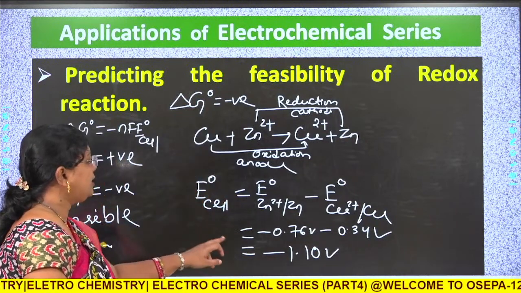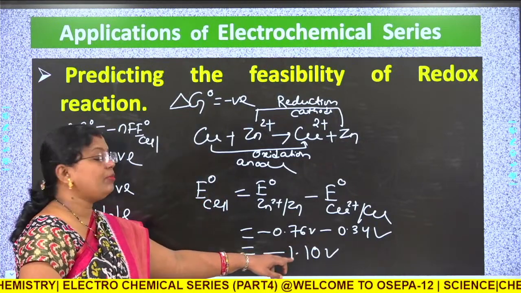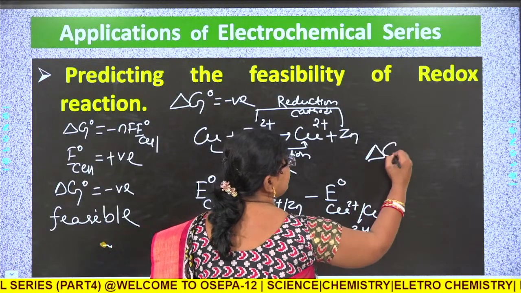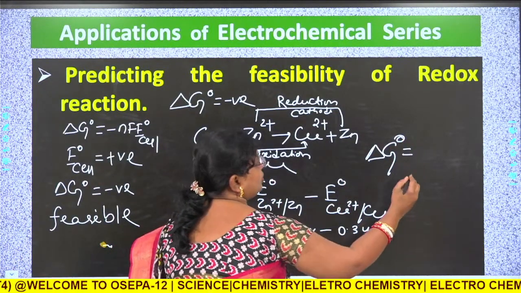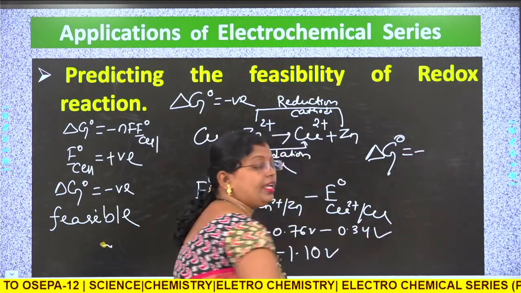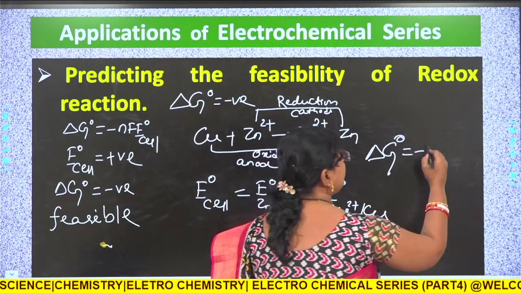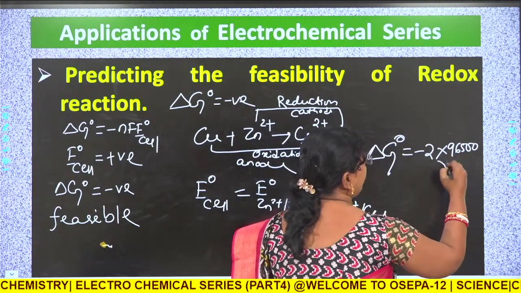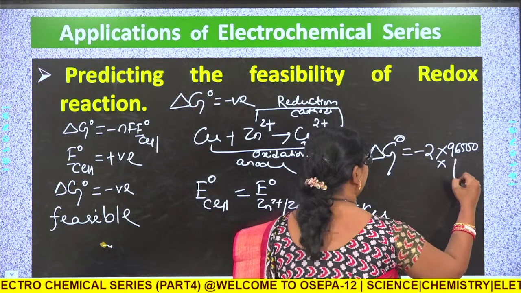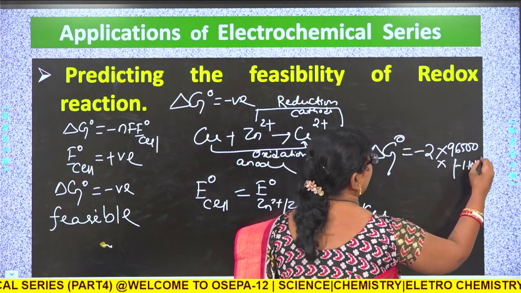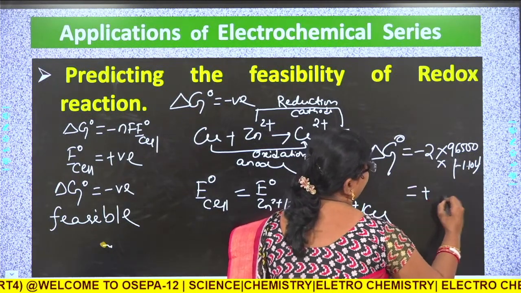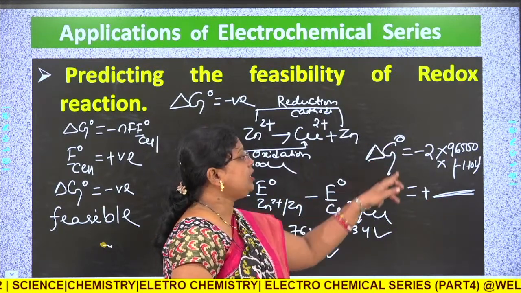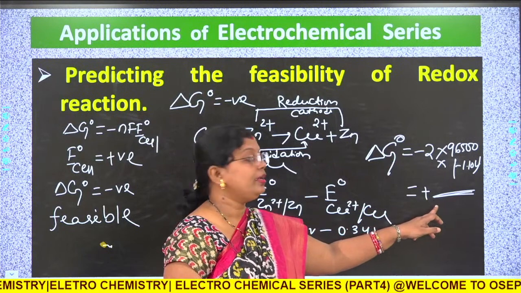The E naught cell is obtained to be minus 1.10 volt. So what about the delta G naught? What will be its sign? It will be minus nFE. n is the number of electrons, that is 2. F for Faraday, 96500, into E naught, which is minus 1.10 volt. So you will obtain a value whose sign is positive, isn't it? So delta G naught will be found to be positive.